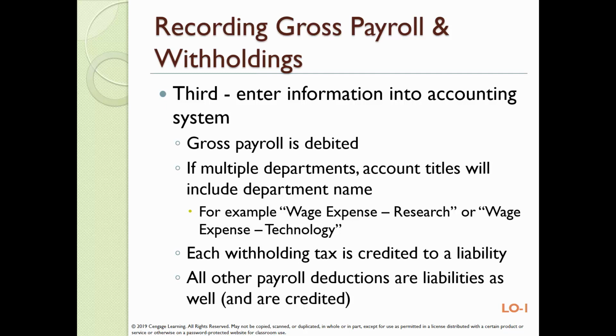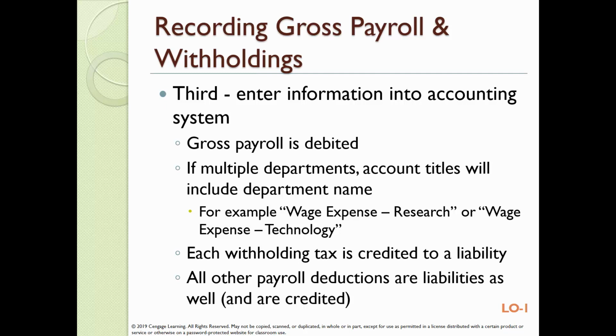Gross payroll, right? The gross amount of the checks. What kind of account is that going to get debited to? Is that an asset, an income, an expense, a liability, an equity? It's an expense, wage expense. In a small company, it's just flat out wage expense. In a big complicated company, it's going to be by department. Wage expense operations, wage expense sales, wage expense research and development, right? Okay, but for our little examples, it's just going to be wage expense.